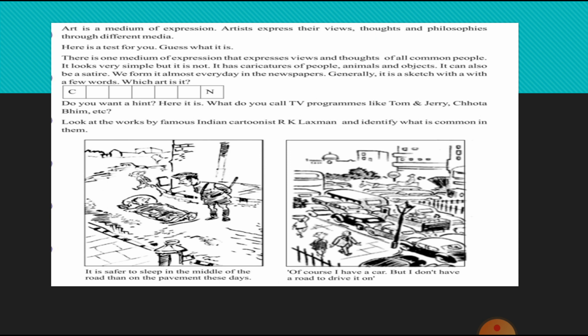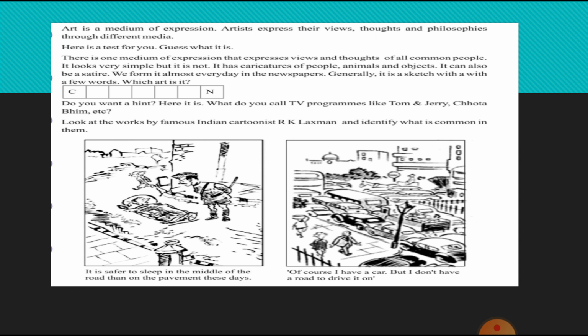When we talk about cartoon 2, it points to the severe traffic that has been causing problems in the city. The cartoonist says that he has a car, but he cannot take it along the city roads. Why? Because of the traffic. The roads of the city are so busy that it is useless to take a car to reach one destination. It takes long hours and consumes a lot of time and fuel. So the cartoonist says that he has a car but no road.